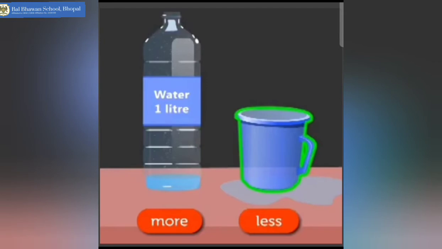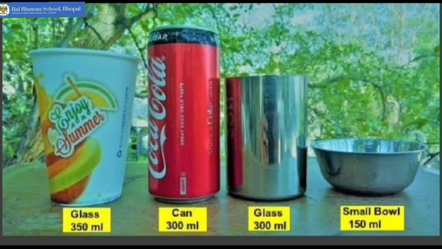Capacity of two containers are different from each other. For example, here this bottle holds more water than this jar. So some containers can hold more amount of liquid and some containers can hold very less amount of liquid. So what is capacity? It is the amount of liquid any container can hold. Different containers can hold different amounts of liquid in it.